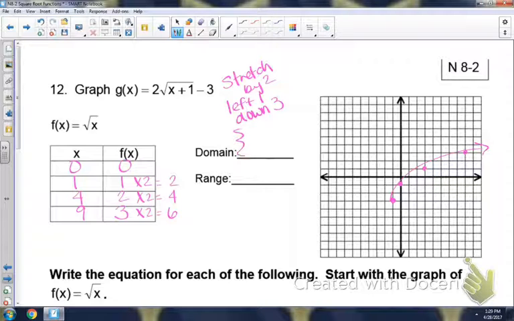Your domain, look at the x-axis. That x value of that endpoint is -1 and it's everything to the right. So x would need to be greater than or equal to -1. Your y value of that endpoint is -3 and it's everything above. So y would need to be greater than or equal to -3.